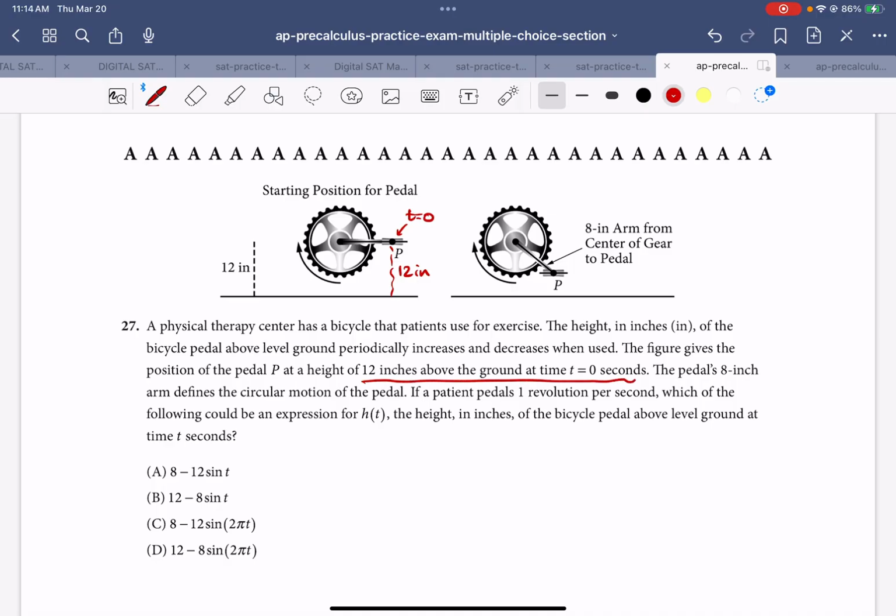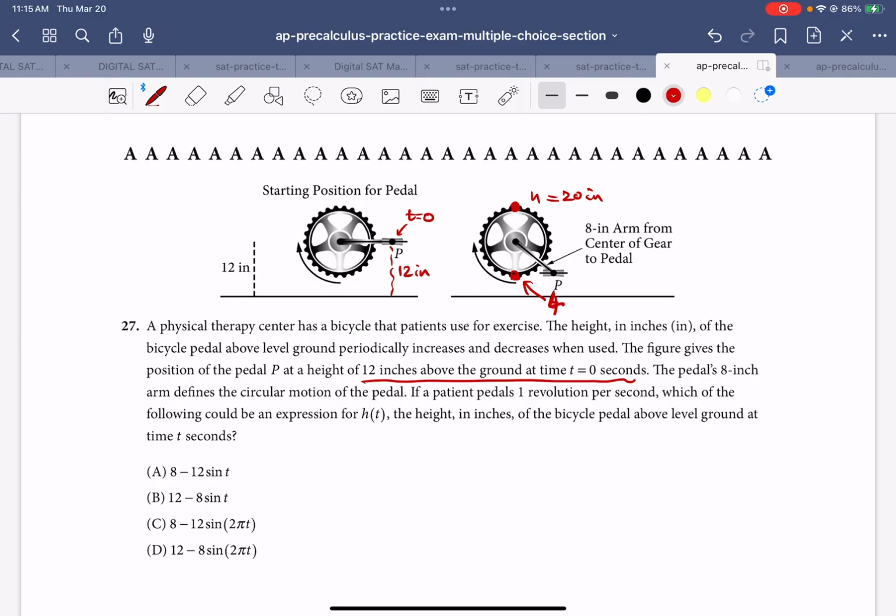And the pedal's 8 inch arm defines the circular motion of the pedal, so it'll go up 8. So let's say it's here, then 12 plus 8. The height at that point should be 12 plus 8, which is 20 inches, right? And then the minimum here is 12 minus 8, so should it be 6? No, it should be 4 inches, right? So we found out the maximum height and minimum height.